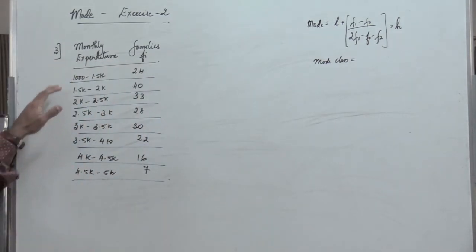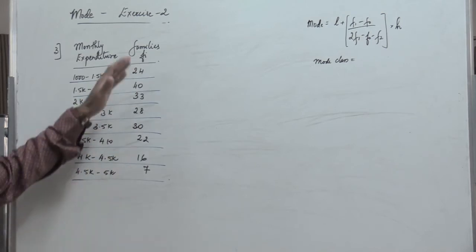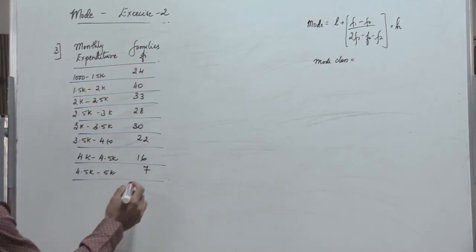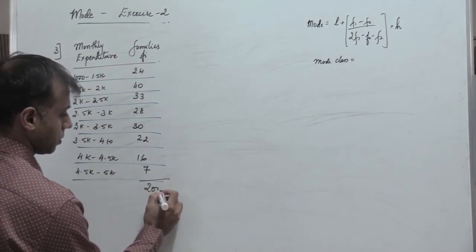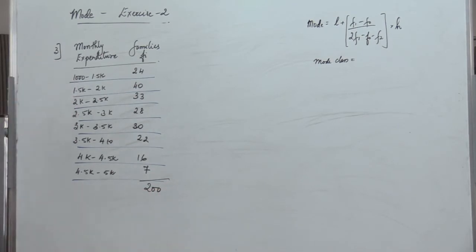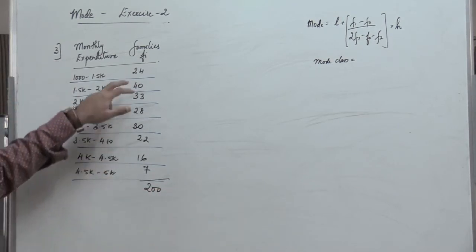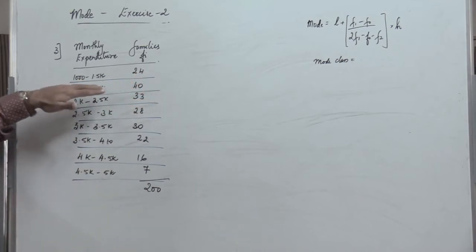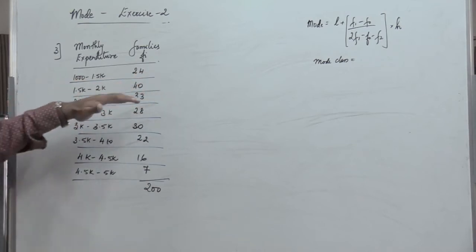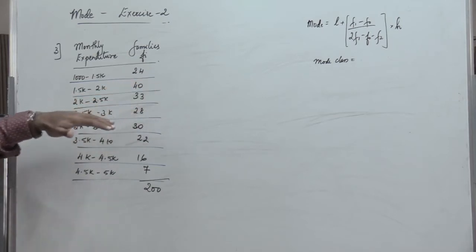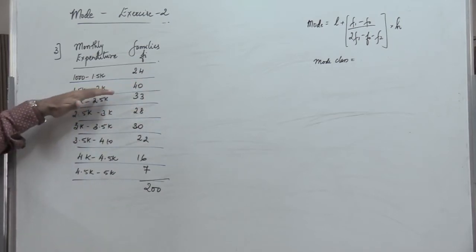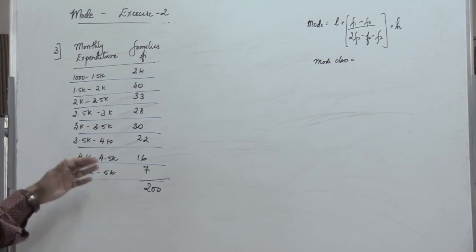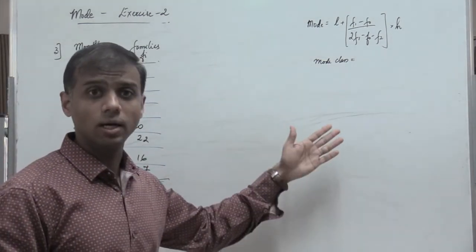So in the third problem, a survey was conducted among 200 families regarding their monthly expenditure. They found that there are 24 families whose monthly expenditure lies between 1000 and 1500 rupees, 40 families having a monthly expenditure of 1500 to 2000, and so on. So we need to find the mean as well as the mode.